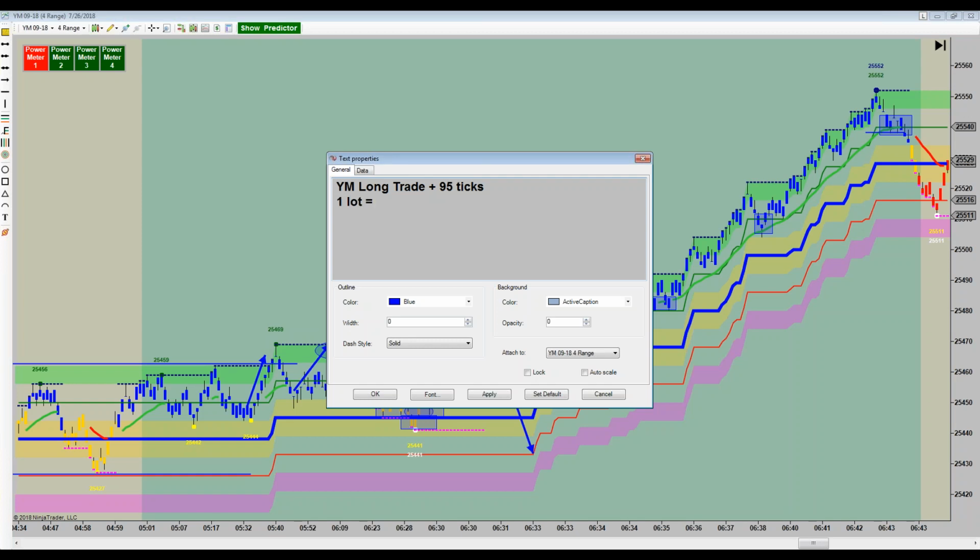Anybody remember how much Wyman is worth a tick? Anybody remember? So I got to put something in here. I got to put a number in here.